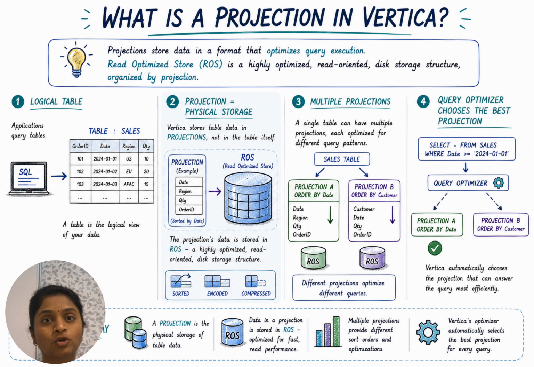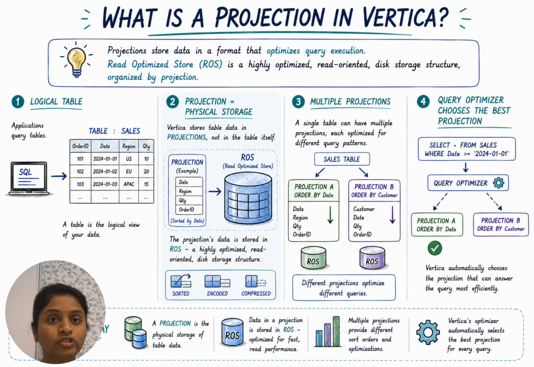Projection A can be sorted by date and is built for date range queries. Projection B, sorted by customer, is built for customer lookups. Same data arranged in different ways, each optimized for a different access pattern. So next comes the question: which projection does a query choose? And the good thing is you don't choose it. Vertica chooses it automatically.